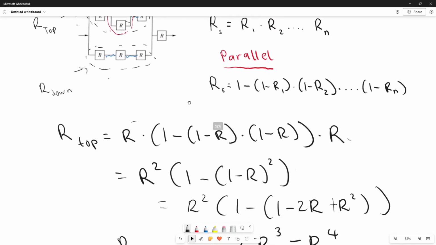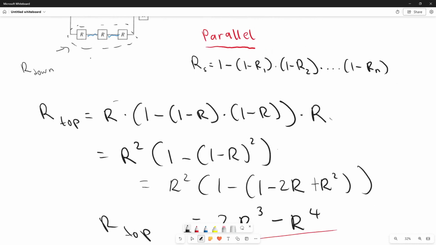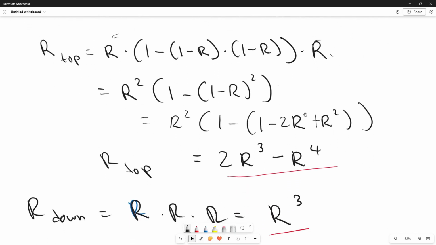When you solve all that out, R times R at the end, R squared, 1 minus R, you get 1 minus R all squared. So when you simplify this, you get R squared times all that, and then simplify that further. You don't have to do this, but it makes it easier moving forward. So when you simplify this, you get 2R cubed minus R to the 4.